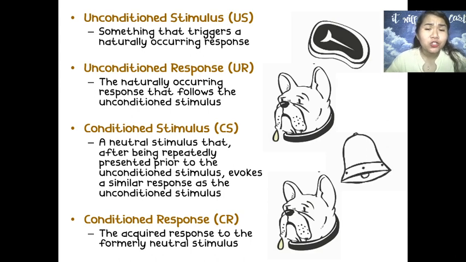Nakukuha ba? Unconditioned stimulus is a stimulus na nagkukos ng natural, automatic na response. Yung unconditioned response naman, it is the natural occurring response doon sa unconditioned stimulus. Conditioned stimulus, ito na yung may association na siya. In-associate na natin yung meat and bell. Ngayon yung bell, yung nagiging conditioned stimulus. In-associate na siya. Then, conditioned response is yung response ng dog doon sa conditioned stimulus. Nakuha?